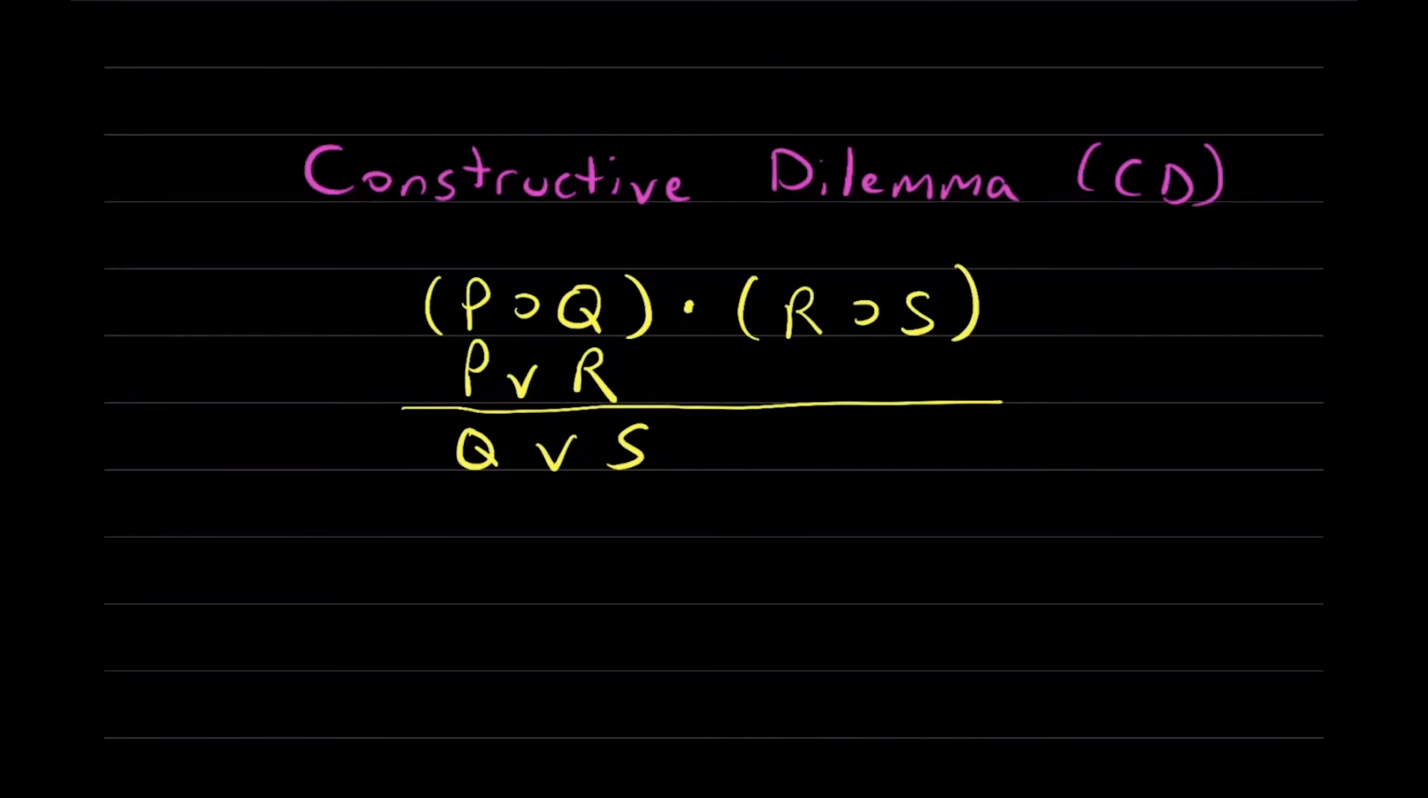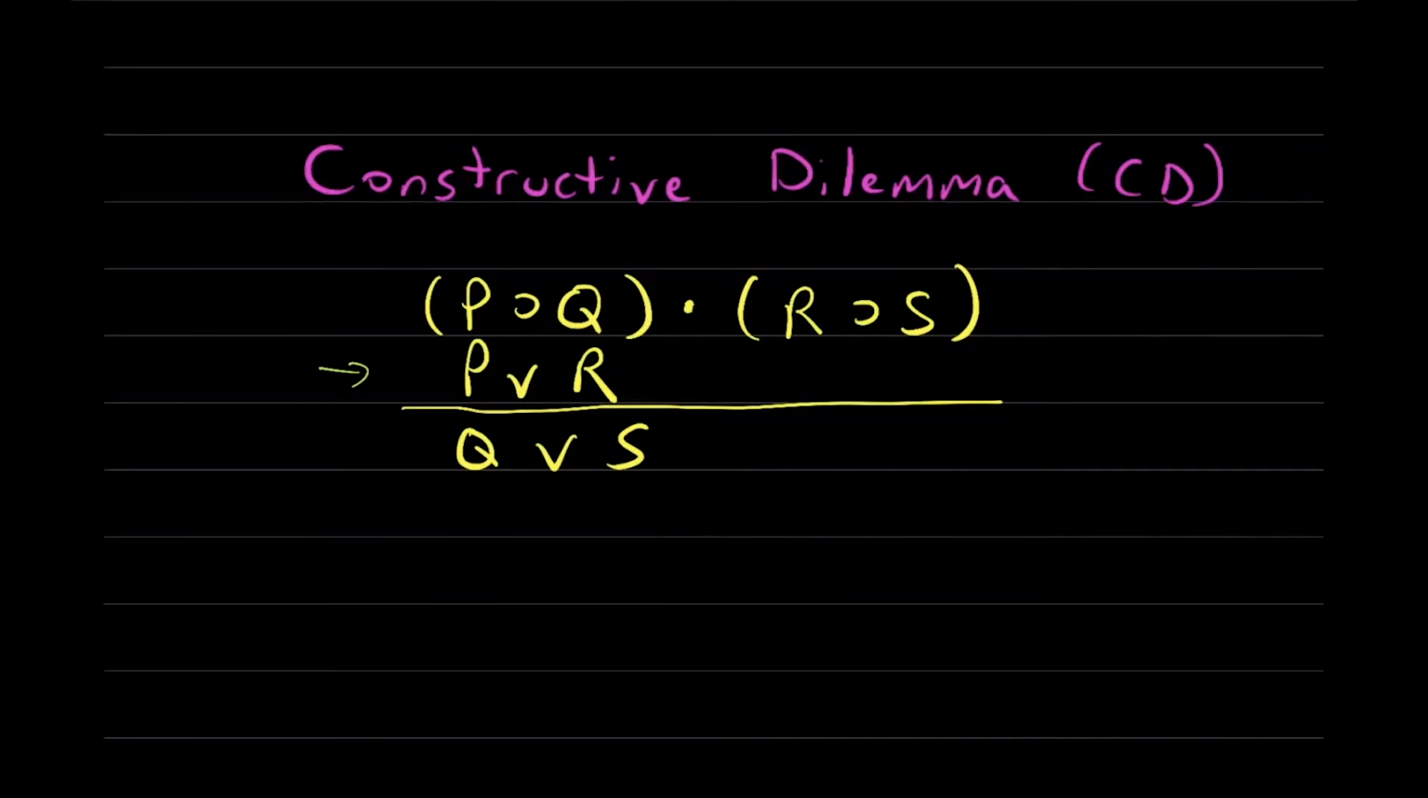If you have the conjunction of two conditionals, like you see here in the first line, P implies Q and R implies S, that says the two terms P and R each imply something. P implies Q, and it's the case that R implies S. And the second line tells us that one of those two antecedents is true. Either P is true or R is true.